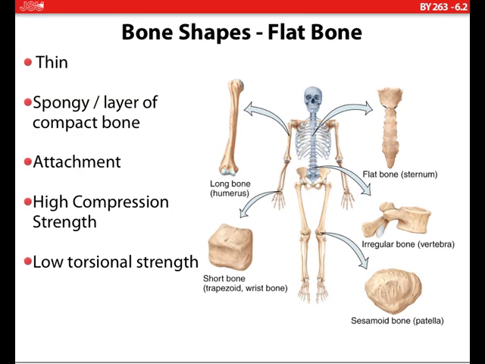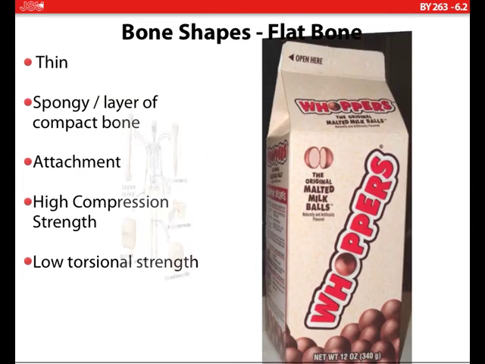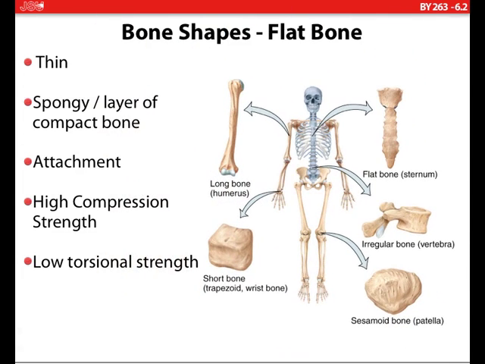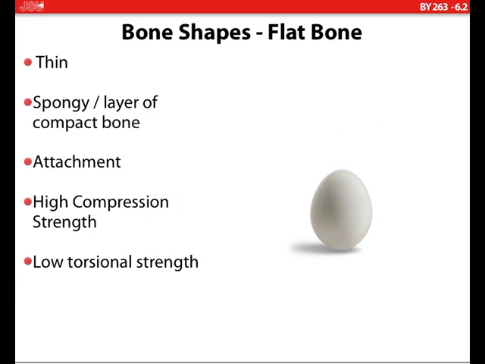Flat bones have spongy bone on the inside and flat bone on the outside, kind of like a Whopper candy. High compression strength, low torsional strength. Think of an eggshell. If you push down, that's compressional strength. It's really strong. If I put an eggshell in my two fingers and do this, that's torsional force. It doesn't have a lot of torsional strength. Take a skull and put your hands here and start breaking it, you can feel it giving way.